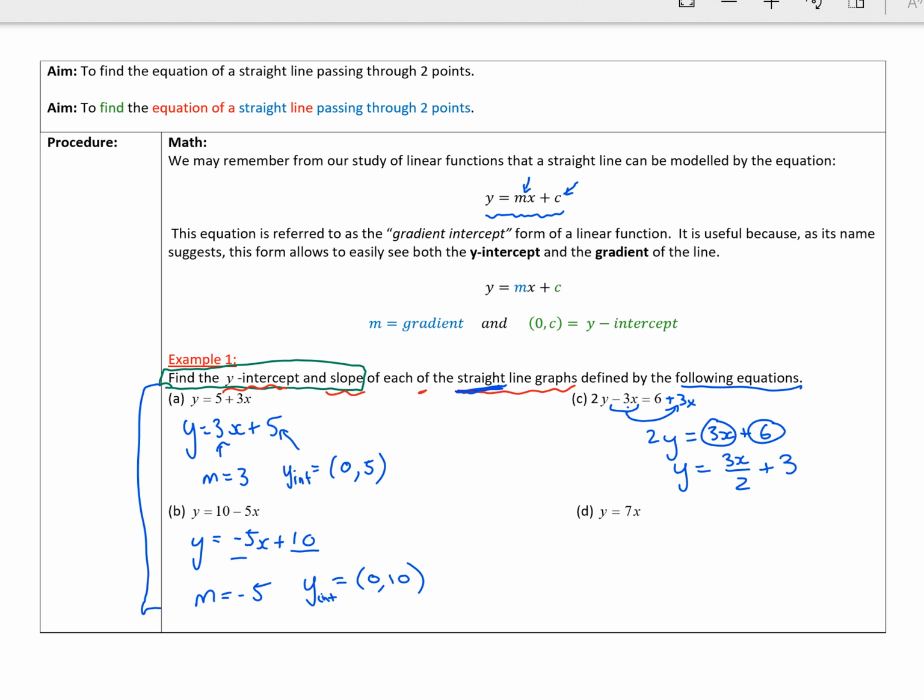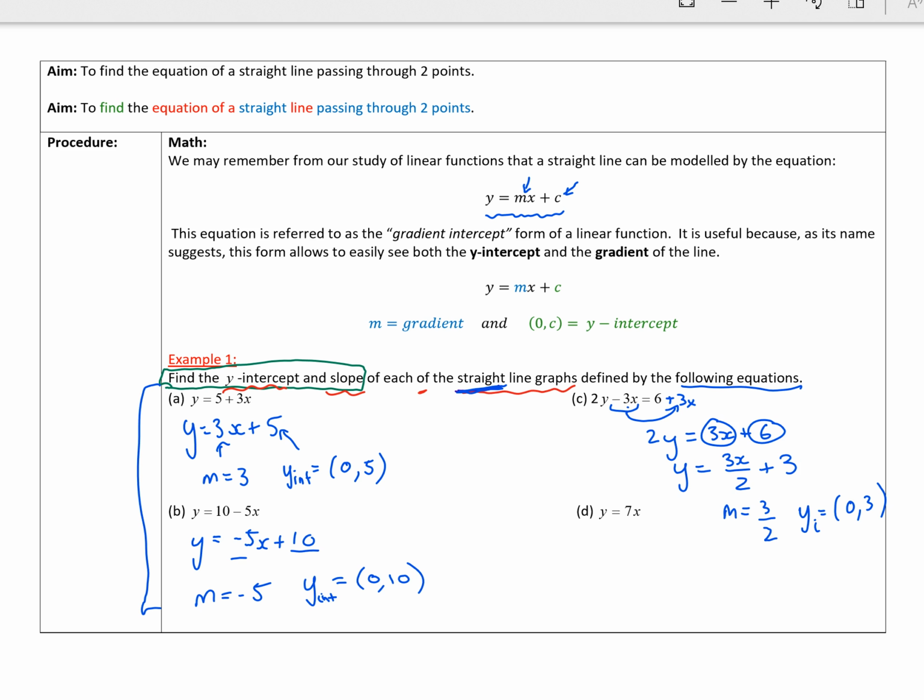6 divided by 2 is 3. From this form, we can see that our gradient, m, is 3 over 2, because that's the coefficient of x, and our y-intercept is equal to 0, 3.